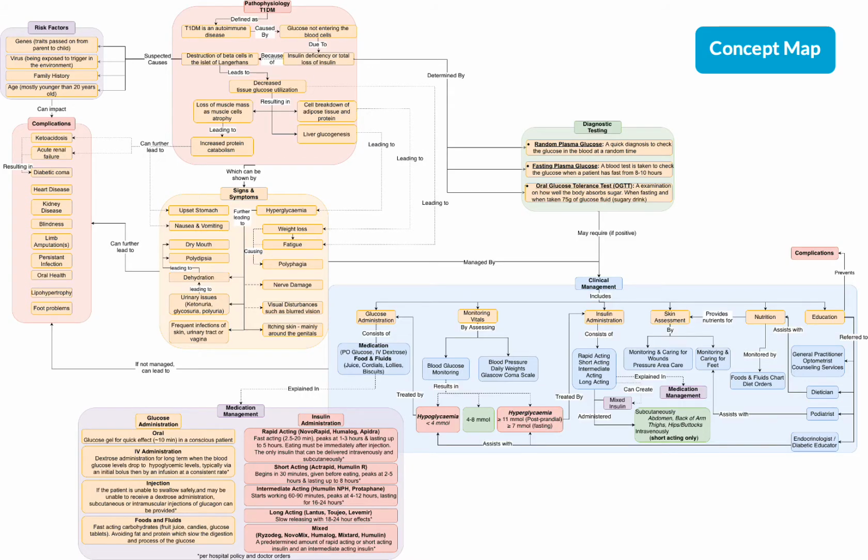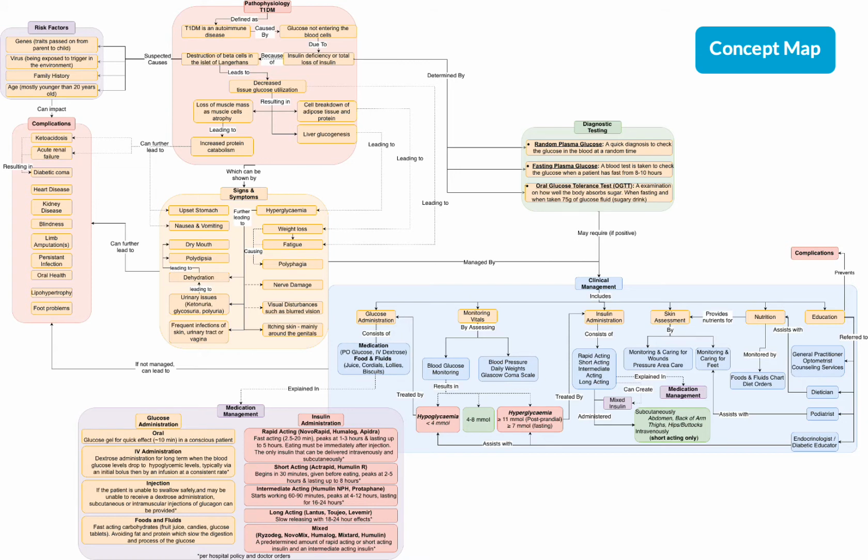So starting at the top in the red box is pathophysiology. Type 1 diabetes is defined as an autoimmune disease. It's caused by glucose not entering the blood cells, and it's due to an insulin deficiency or total loss of insulin. So this is determined by the diagnostic testing, which is the green box on the right.